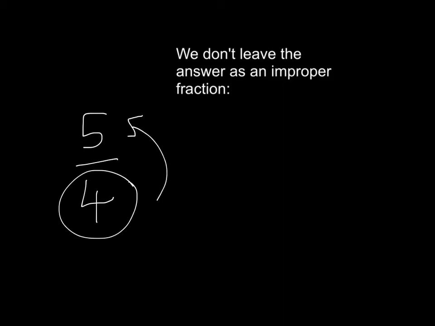We don't leave the answer as an improper fraction. So we had 5 quarters. We need to convert it to a mixed fraction, a mixed number. How many times does the denominator go into the numerator? 4 goes into 5, 1 with 1 left over, 1 quarter. That is our final answer.